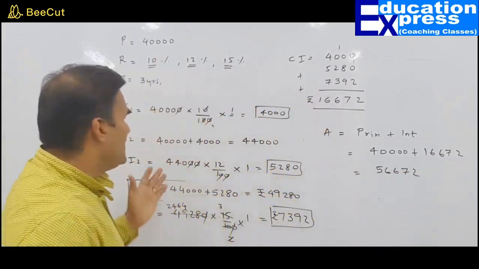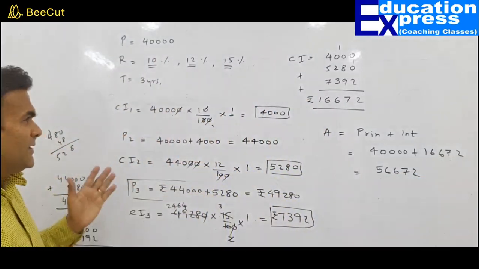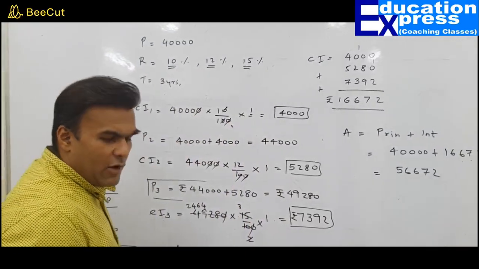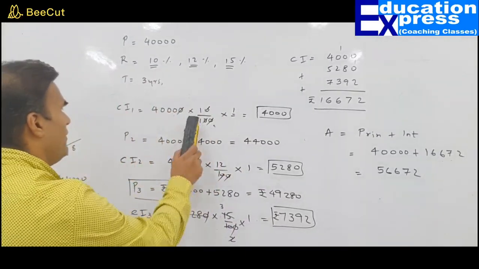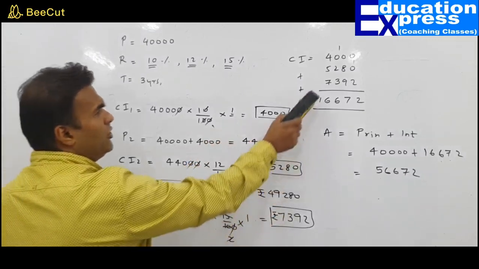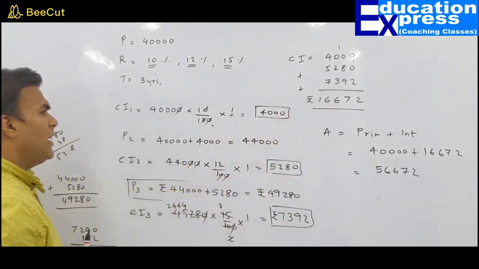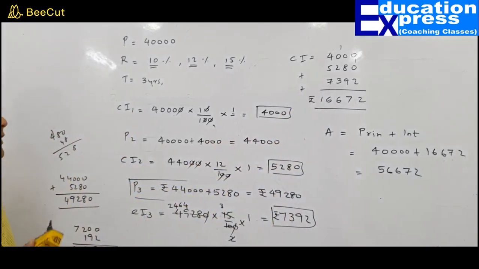So my dear friends, this is how we are going to follow the sequence of finding out the interest for the respective period, interest for all the 3 years, and the amount that you are going to receive. I'll do one more sum.